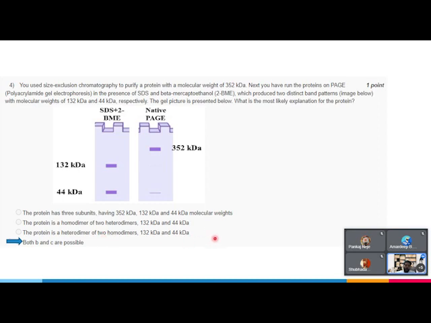So essentially, you are still getting four subunits, but the order of interaction differs. We have two heterodimers which form a homodimer, or we have the 132 interacting with another 132 and a 44 interacting with another 44 to form two sets of homodimers, which then form a heterodimer. So it can be either of these. So the answer is either B or C.